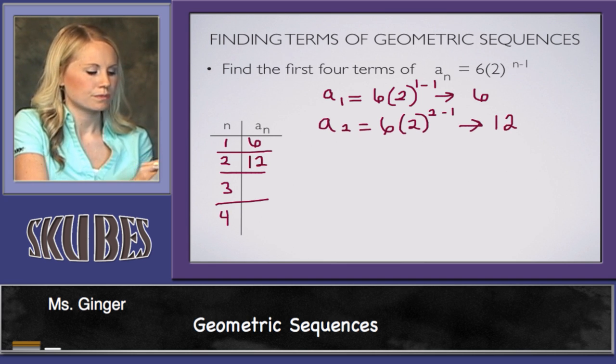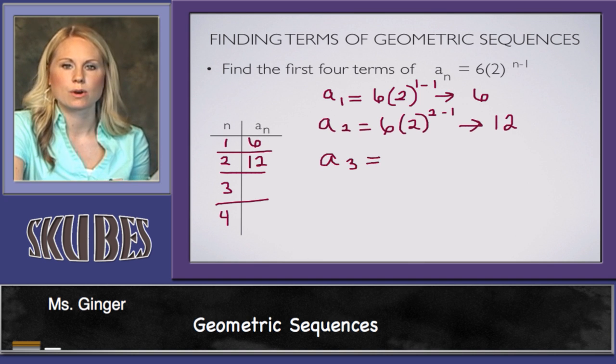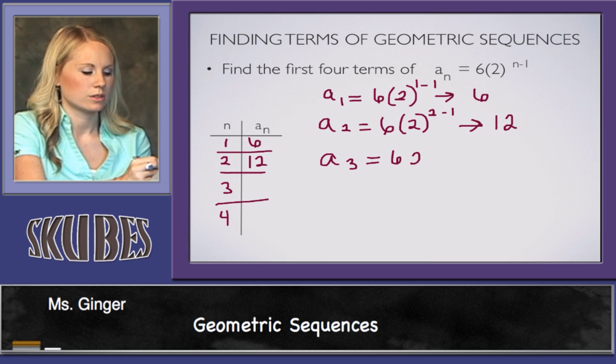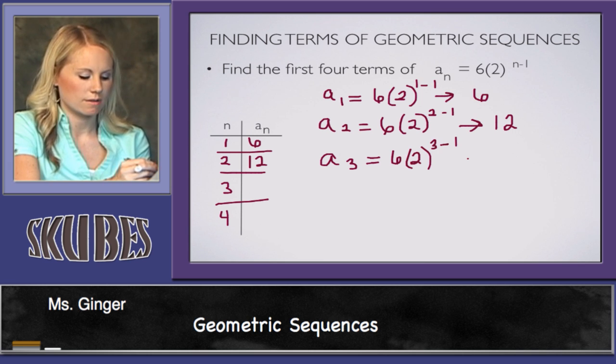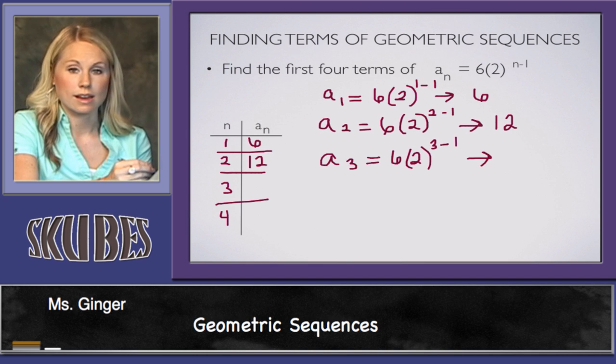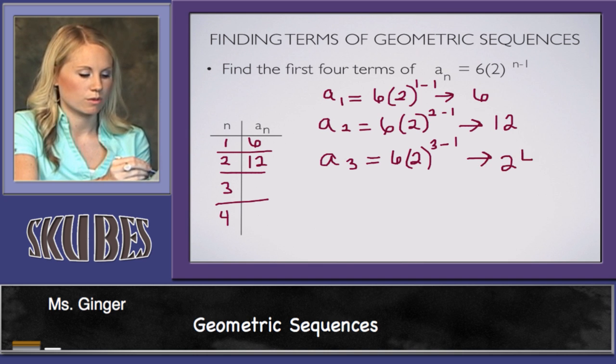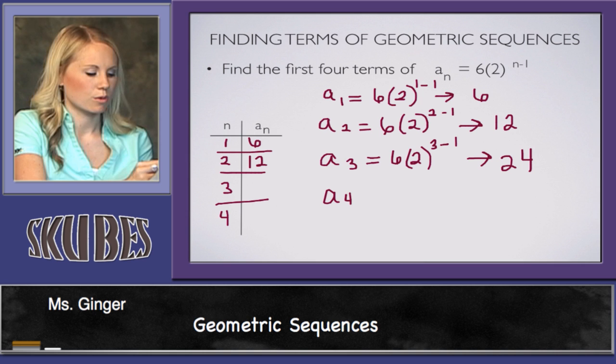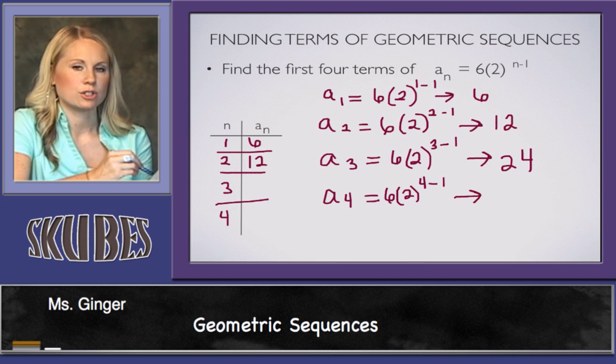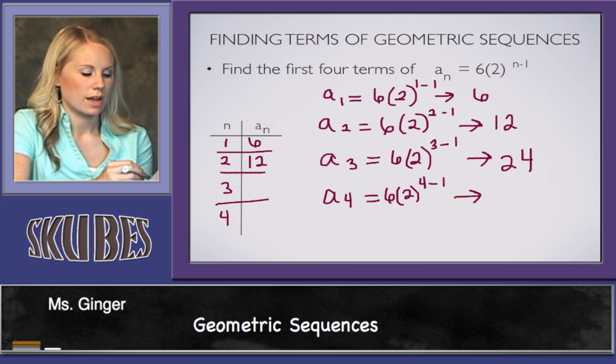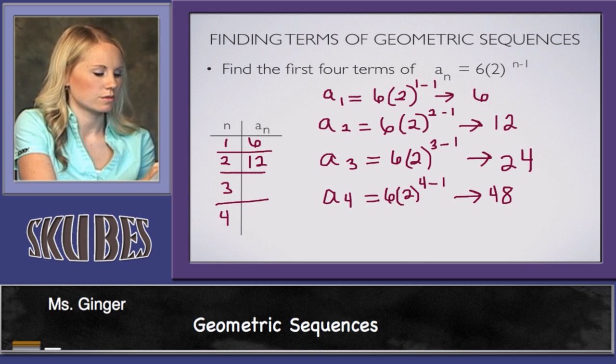Fill that in. A sub 3, and you can see the pattern here. Just any term you want, you're going to plug that number in for n. Let's finish this out. We want the third term now, so we're going to put a 3 in for n. Continue calculating that out. 24. And then the fourth term is 6 times 2 to the 4 minus 1 power. Make sure you do your powers first. Apply it to that 2, multiply by 6. Get a 48. So let's fill these last 2 in.